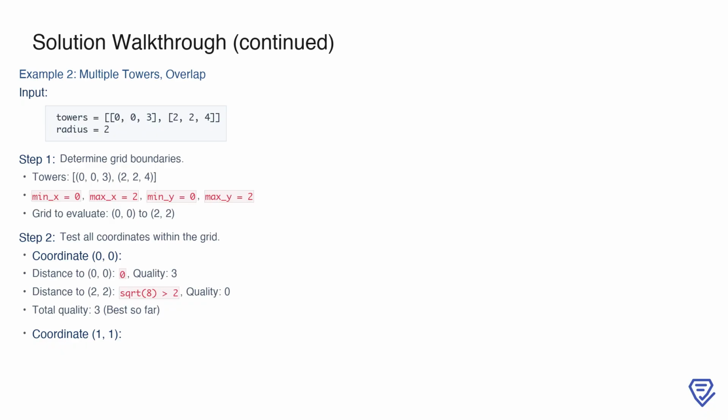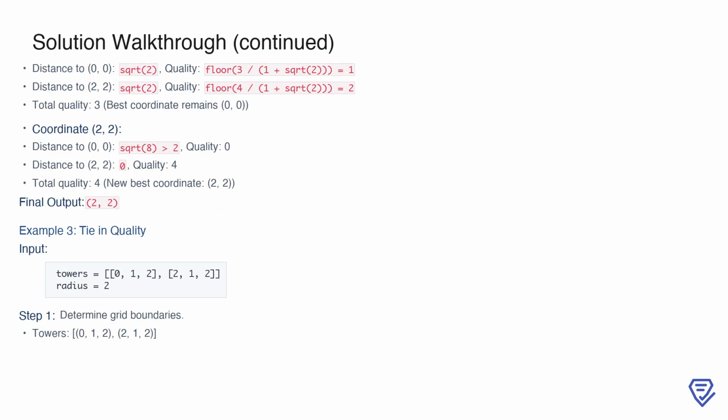Starting with coordinate 0, 0, we calculate its distance to both towers. The distance to the first tower is 0, so its quality contribution is 3 divided by 1, which equals 3. The distance to the second tower is greater than the radius, so it contributes 0. The total quality at 0, 0 is 3, making it the best coordinate so far. Next, we evaluate coordinate 1, 1.